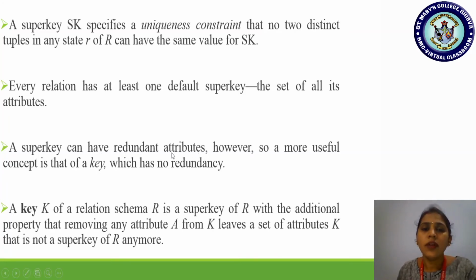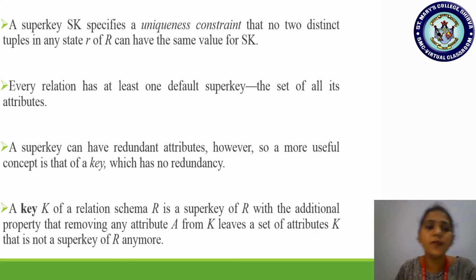So, a super key can have redundant attributes, the same kind of information. However, a more useful concept is that of a key which has no redundancy. So, what is the feature of a key? It is one such attribute where the redundant property is not seen, only the uniqueness feature is observed, where its value has to be unique.